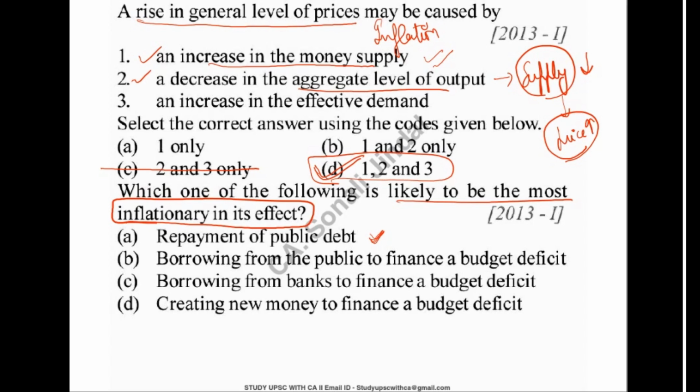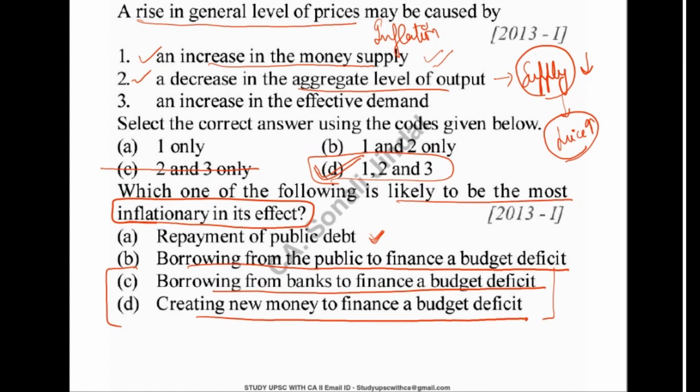Second statement, borrowing from the public to finance a budget deficit. Let's read third statement first. Borrowing from the banks to finance a budget deficit. And the fourth statement is creating new money to finance a budget deficit. Let's compare C and D.